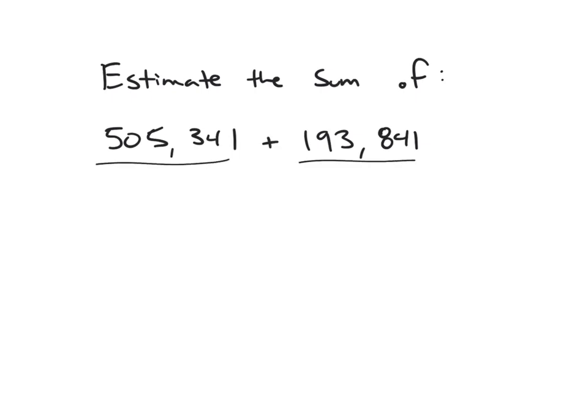And so what I'm going to do is find a nice friendly number by rounding for both of these numbers, and I'm going to add those rather than taking the time to add all of these individual place values up. So I'm going to round 505,341 to the nearest 100,000. And by looking at this number, I could tell that this number is approximately 500,000. So that's the closest 100,000 is 500,000. I'm going to do the same thing with the second number, round it to the closest 100,000. And 193,000 I know is really close to 200,000.